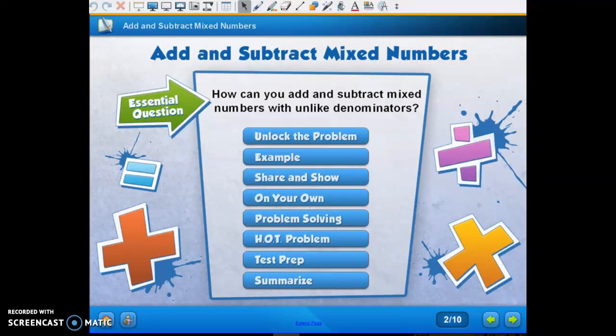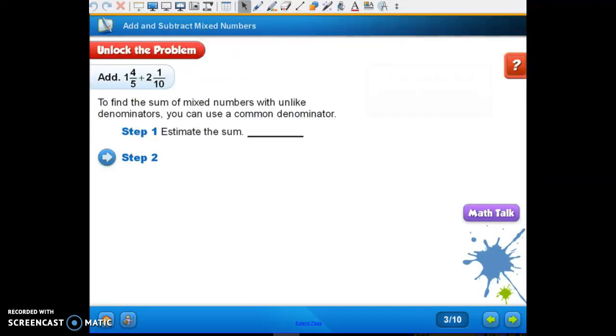Today we're going to do math lesson 6.6, add and subtract mixed numbers. Our essential question is, how can you add and subtract mixed numbers with unlike denominators? It's really not going to be any different than what we've been doing. You're going to have to find those equivalent fractions with common denominators, and add or subtract, you're just going to throw in a whole number there.